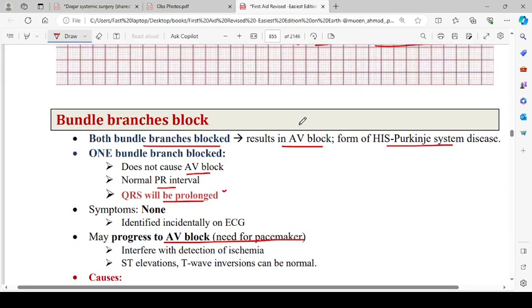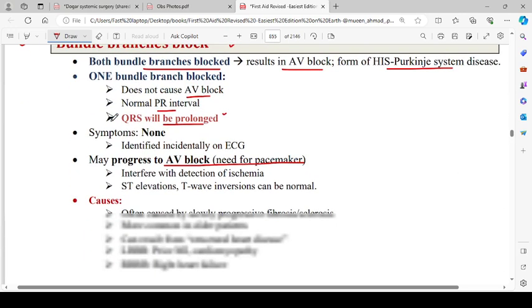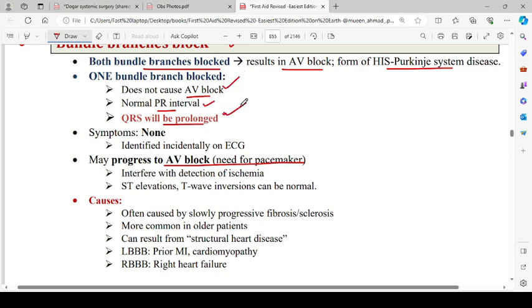Okay. We are done with the AV nodal blocks. Now we're talking about bundle branch blocks. If one is blocked, it does not cause AV block. There is a normal PR interval and the QRS will be prolonged, and there will be no symptoms; it is identified incidentally on the ECG. It may progress to AV block, and then it will need a pacemaker.